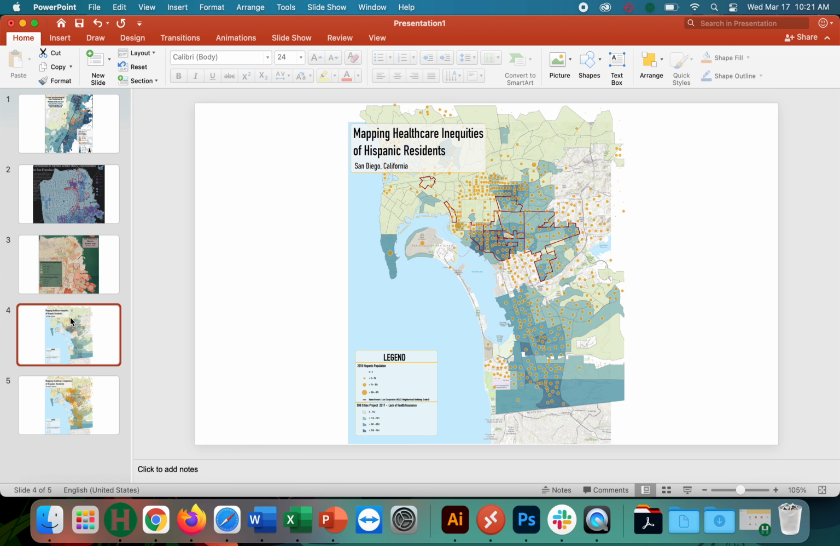All right, and then one other map that I wanted to show you that I think illustrates a good example of normalizing your data. So here is mapping healthcare inequalities of Hispanic residents in San Diego.